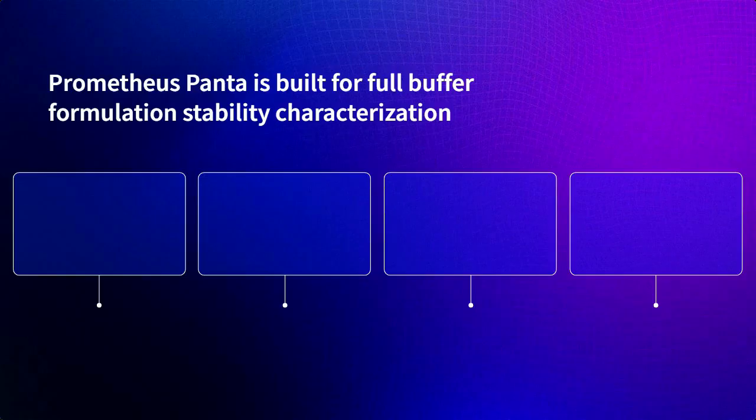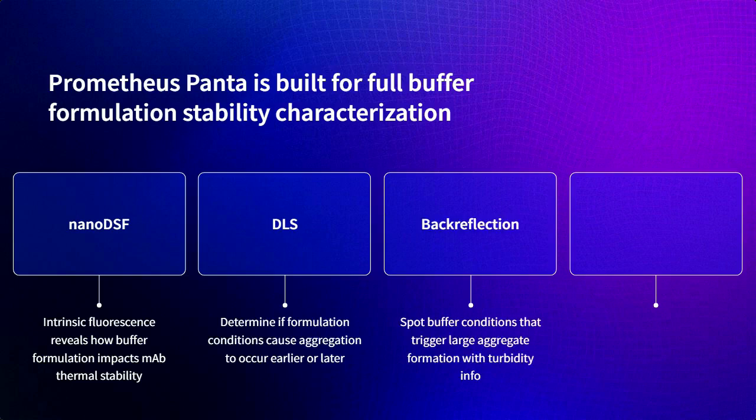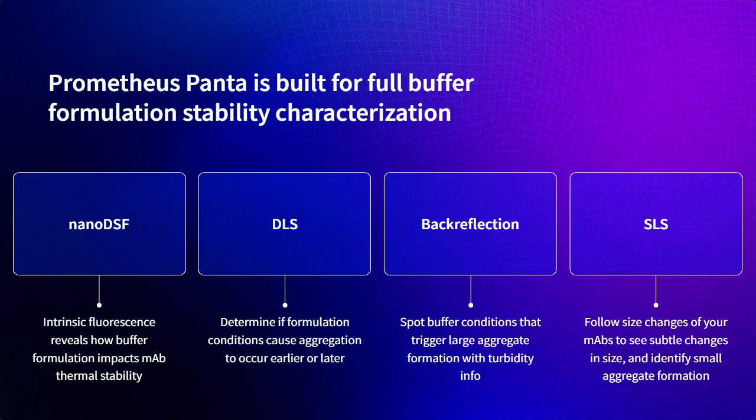Now, the way the Panta is able to do this is by combining 4 different technologies that take measurements simultaneously across a single thermal ramp. So the first of these technologies is nano-DSF, which uses your sample's intrinsic fluorescence to assess thermal stability. And next we have DLS, which is used to check the purity of your sample and measure aggregation. A third is back reflection, which provides turbidity information that can help to tell you if you have large aggregates forming in your sample. And finally, we have SLS, which resolves small changes in size and detects small aggregates.